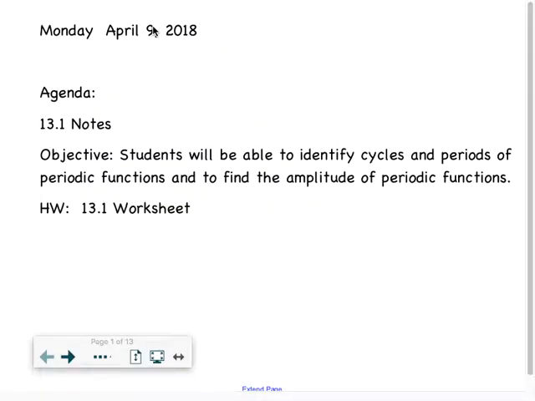Please take out the 13.1 note packet you received. Today we're going to go over 13.1 notes. The objective is students will be able to identify cycles and periods of periodic functions and define the amplitude of periodic functions. The homework is going to be the 13.1 worksheet.